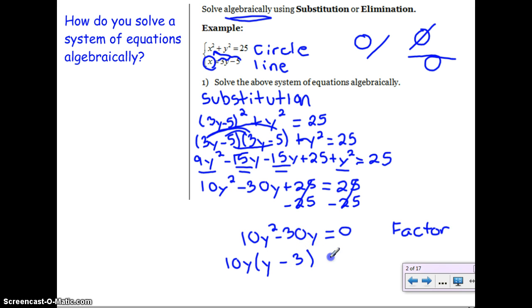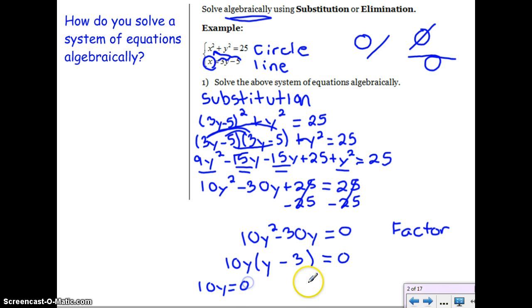And the way that we can check that I did that correctly is if I try to distribute 10y times y gives me 10y squared. 10y times negative 3 gives me negative 30y. Once I factored, I'm going to set my factors equal to 0. So I'm going to take 10y and set 10y equal to 0. And then I'm also going to take y minus 3 and set it equal to 0 as well.